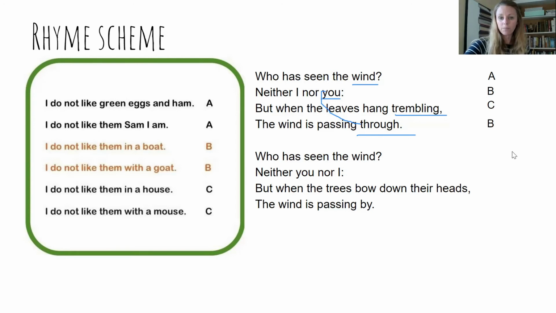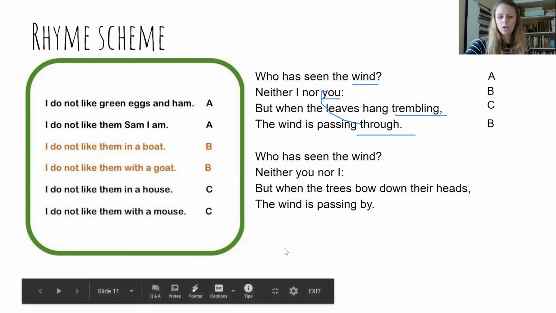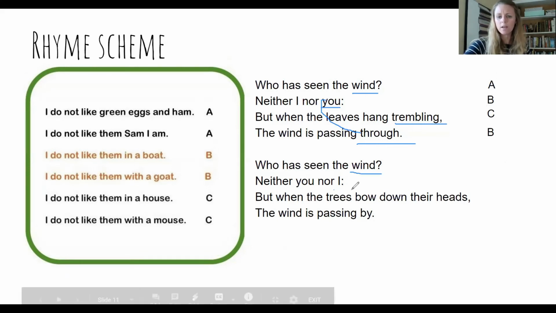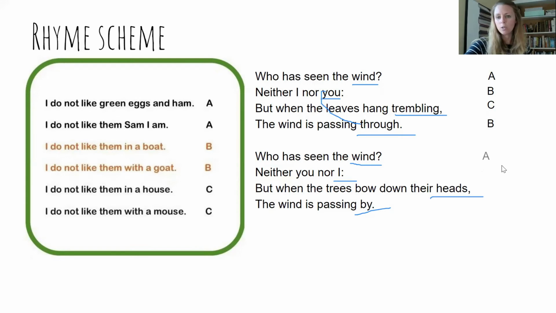Now make a prediction. Is the next stanza going to be just like this? Or will it be different? If it's different, is that bad? And the answer is no, it's not. So do the next stanza, wind, I, heads, by. Think I heard a rhyme in there. Wind, we're going back to A because we started a new stanza. And it just so happens that wind is the same A sound from the previous stanza. I, that's a B, new sound. Heads, new sound. By, we're going back up to I, which is a B sound.